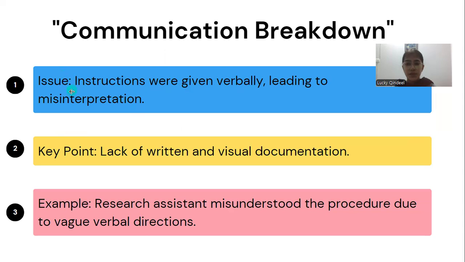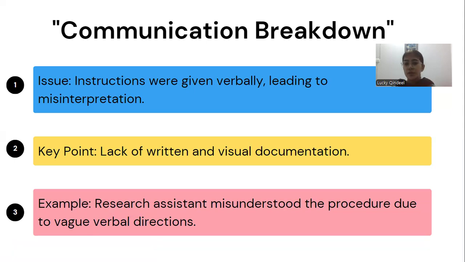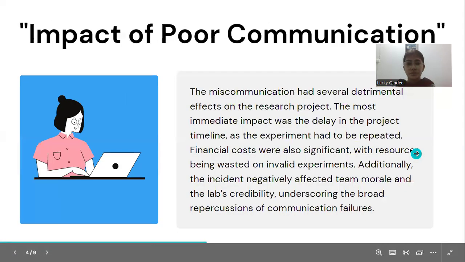First, the communication breakdown. What was the issue of the case? The instructions were given verbally, leading to misinterpretation. The key point that we can take from the case is the lack of written and visual documentation. The example of the issue was that the research assistant misunderstood the procedure due to vague verbal directions.